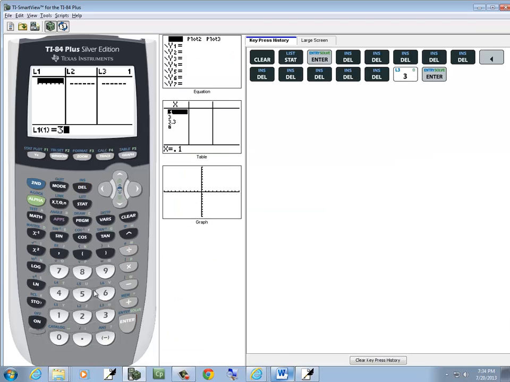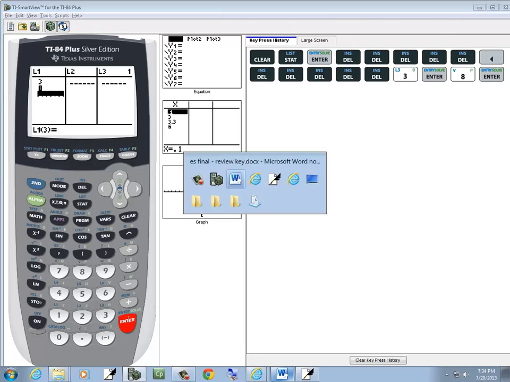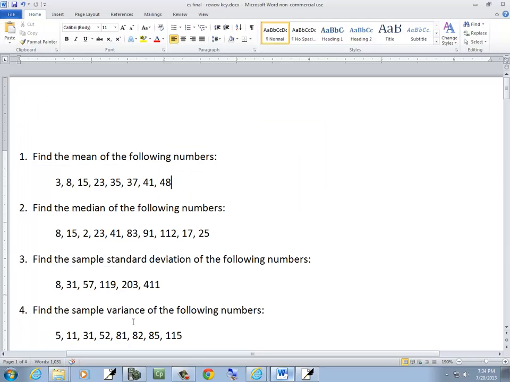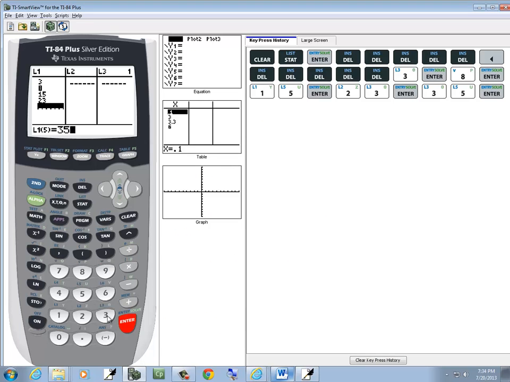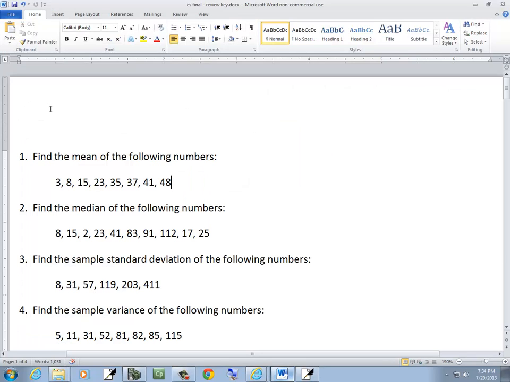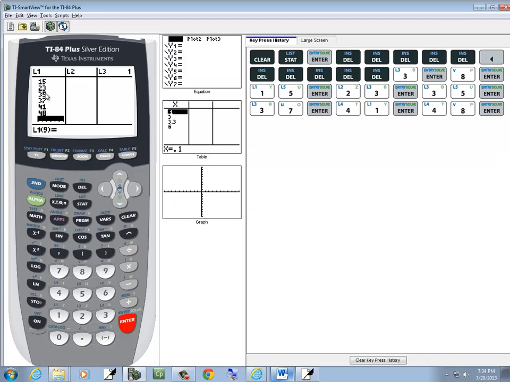So I got 3, enter, 8, enter, 15, enter, 23, enter, 35, 37, 41, and 48. I'm going to double check myself because I input numbers wrong a lot of times. That looks right.